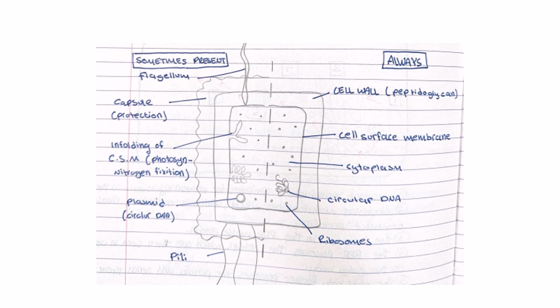And over here is a drawing that shows you a prokaryotic cell or bacteria. On the left side, the flagellum is sometimes present, and the capsule is sometimes present. We have the foldings, the plasmid, and the pili. The features that are always present are the cell wall, which is made of peptidoglycan, the cell surface membrane, the cytoplasm, circular DNA, and 70S ribosomes.